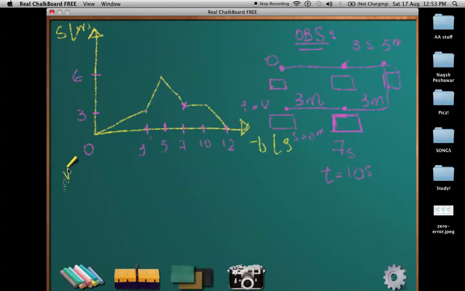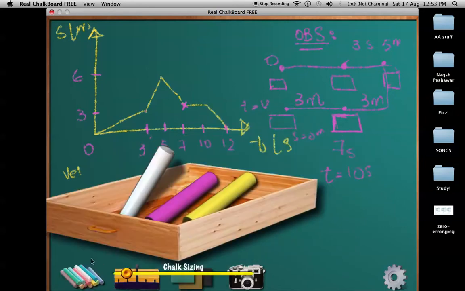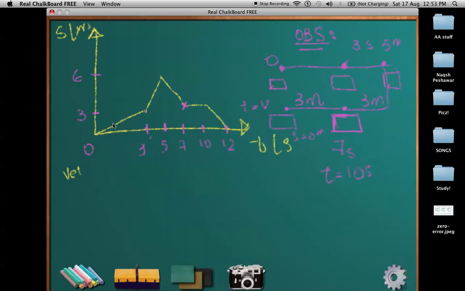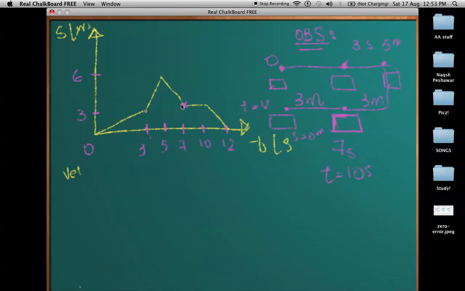Now talking about the velocity here, we'll have to divide this in sections. Since the gradient is not uniform, the gradient for this line is different than this line, and this line, and this line, and this line. All of the lines have different gradients. So we will label this as A, this is B, this is C, this is D, this is E.